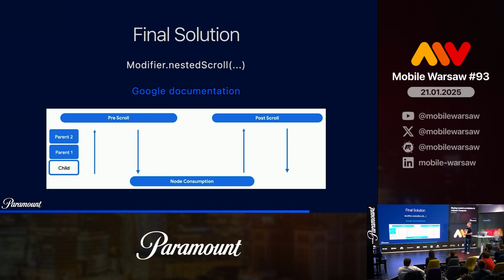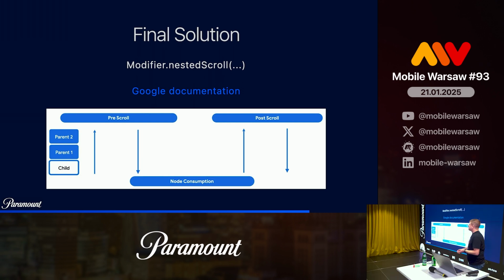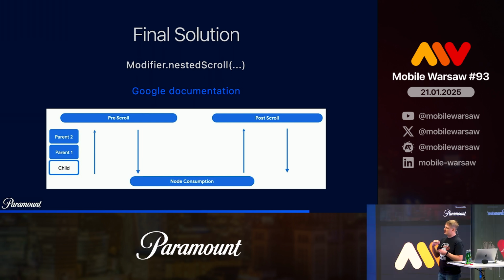It's pretty well documented by Google, so I won't dig into the details. I'll just show you the overall idea behind the process. Whenever we have a child which is scrollable, and the user starts to scroll it, before the scroll actually happens, the child is sending the events in the top direction in the nested scroll hierarchy to all of its parents that take part in that hierarchy. In here we have 2 parents of the child.